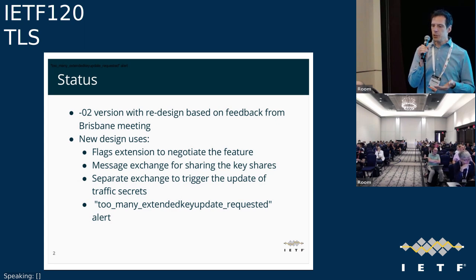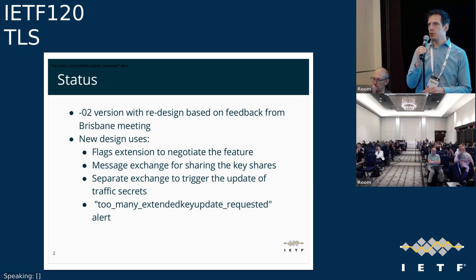We use a message exchange to distribute the key shares, very much like the initial handshake would be doing, as it is exchanging key shares. Then there's a separate exchange to trigger the update of the traffic secrets, which deals with the issue of avoiding any race conditions. We also added an alert message in case the other peer doesn't want to be bombarded with key updates, because there's obviously a computational burden.